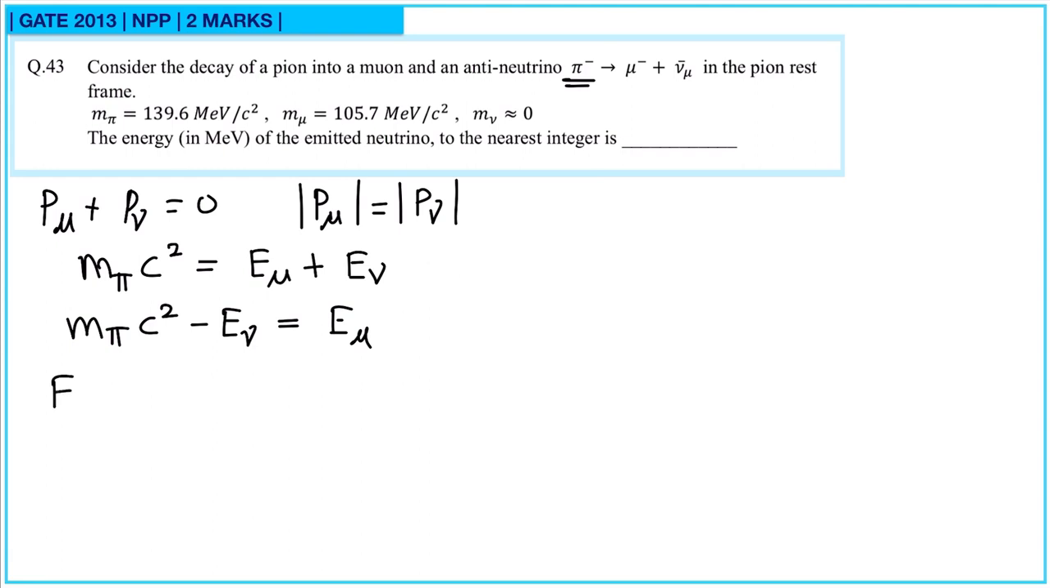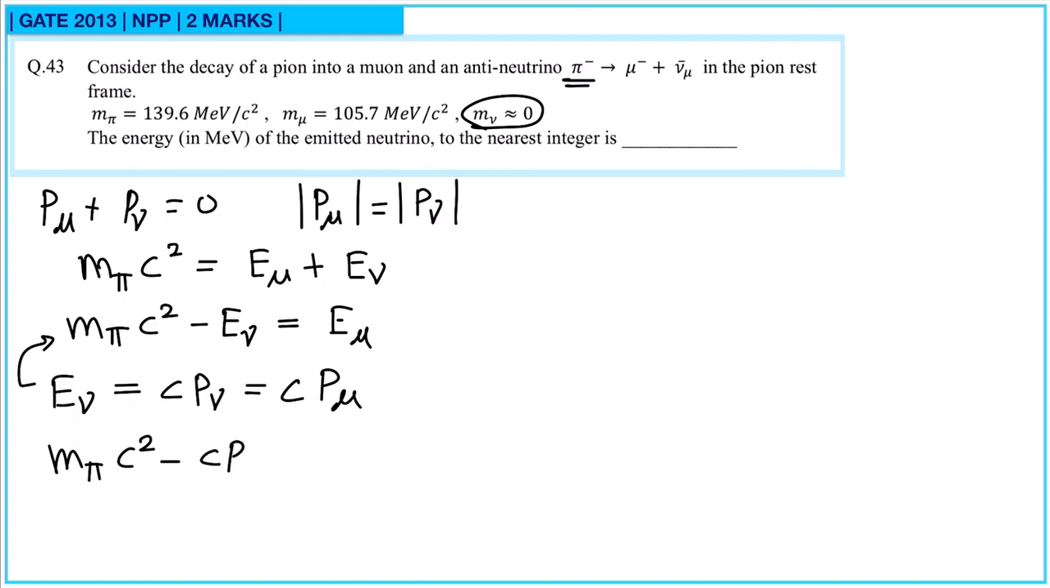Now we have the energy of the neutrino. Since it does not have any mass, its mass energy will be 0. So this I can write as c into its momentum. So c into momentum will give us the total energy. But here the momenta of neutrino and muon are the same, so this can be written as p mu as well. So we will substitute this in this equation. So m pi c square minus c p mu will be equal to E mu.